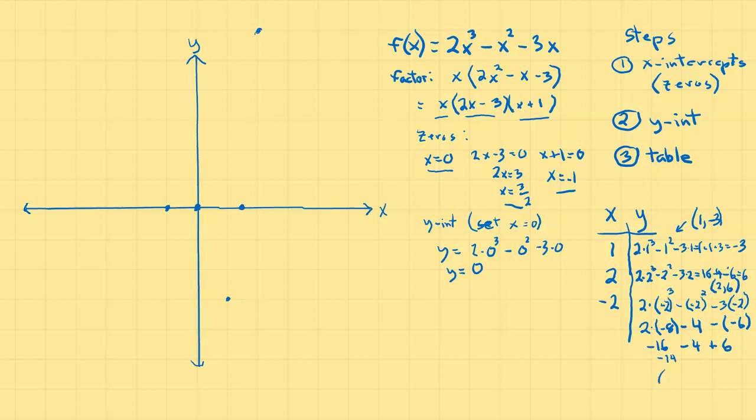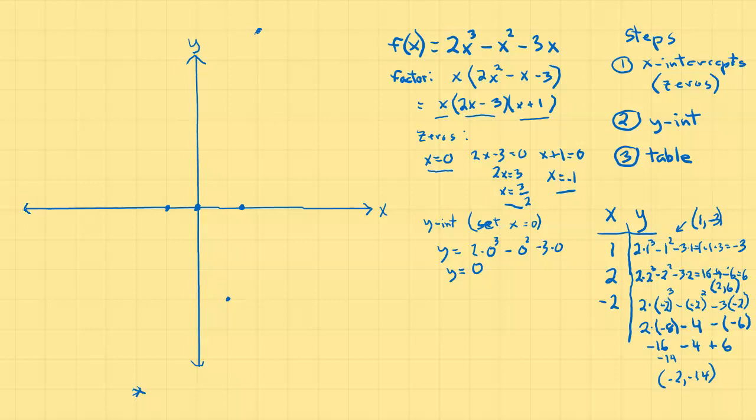So now we have another point, (-2, -14). Now that point is not really going to fit on my graph, but it's all the way down here. I'm going to put a little star down here because that's where that point is. So now we're going to draw the graph.